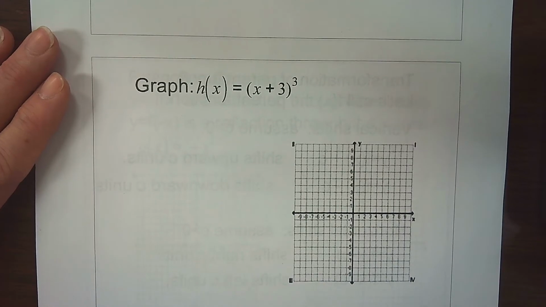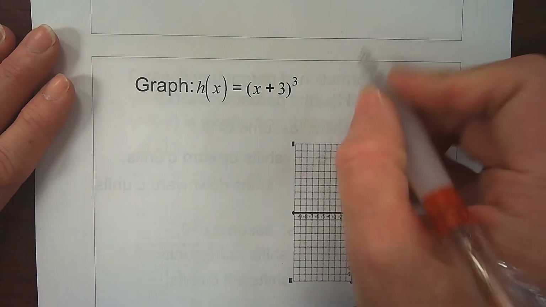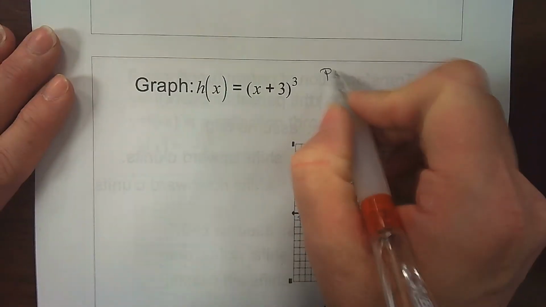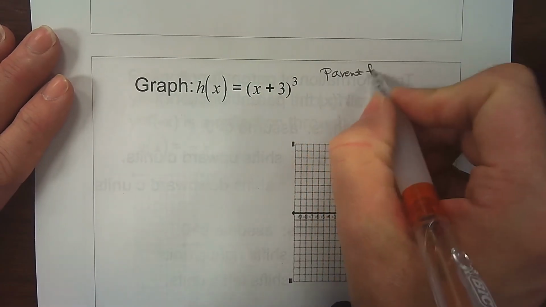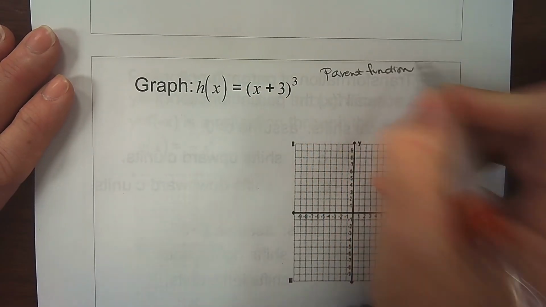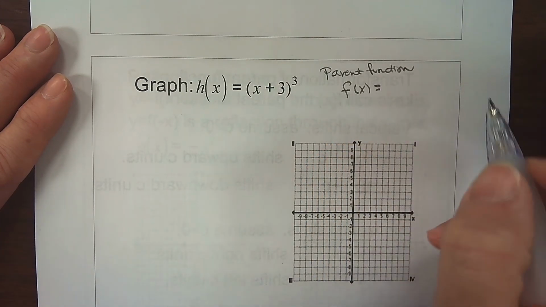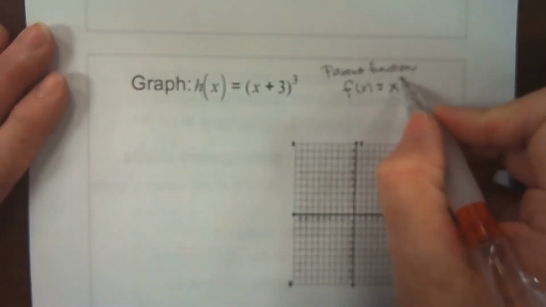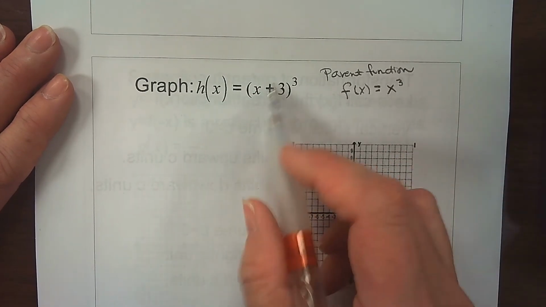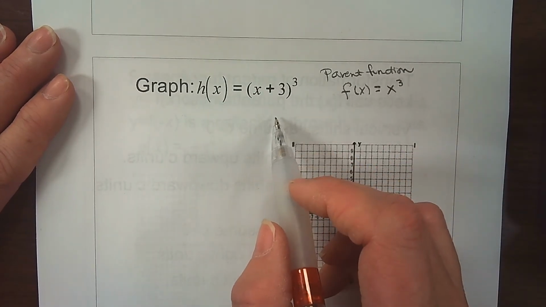One of the things I should be noting, and maybe I should have written it in the previous example, is that the parent function, I don't know if you want to call it f of x or y equals, that's up to you, but I'll call it f of x equals x cubed, right? This plus 3 means that some transformation has occurred.